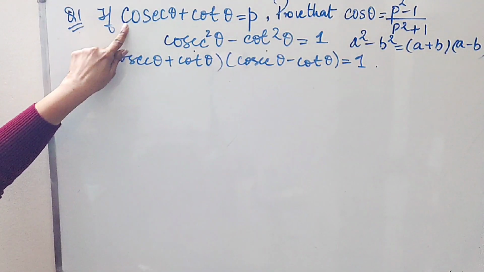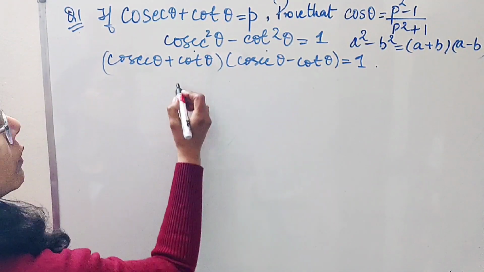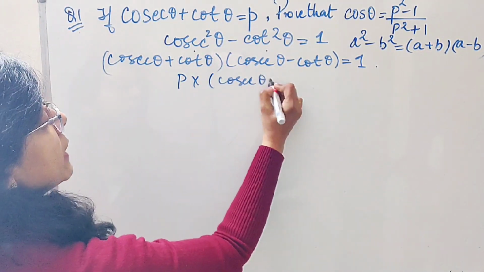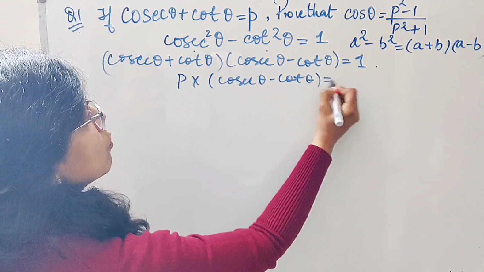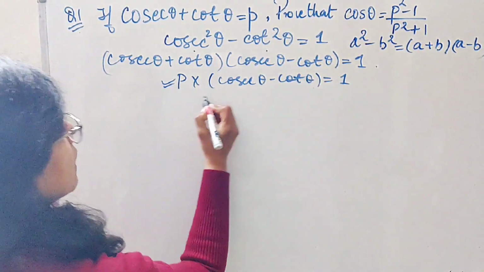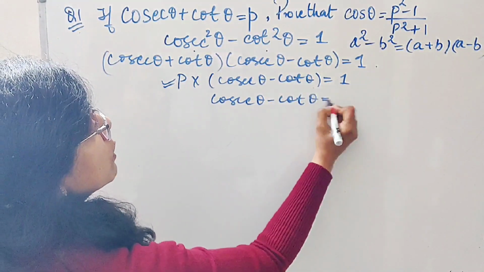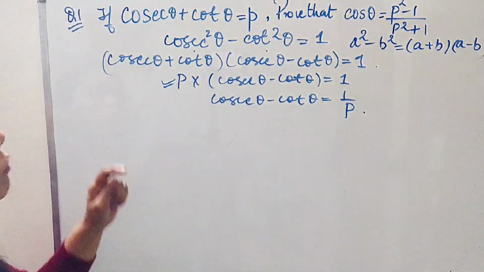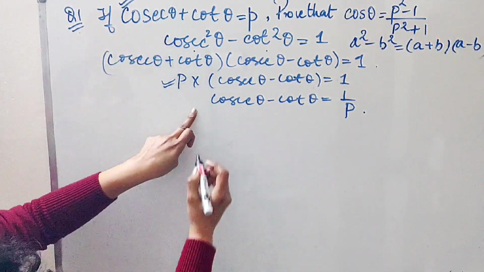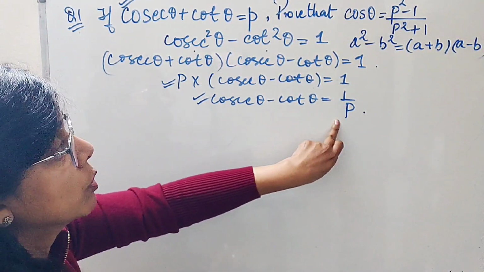Now it is given to us that cosec theta plus cot theta is equal to p. So place this value here. This will be p into cosec theta minus cot theta is equal to 1. Now this p we can take to the right hand side. So this will become cosec theta minus cot theta is equal to 1 upon p. So now we have this which is given to us initially, and this we have taken out. Cosec theta minus cot theta is equal to 1 upon p.